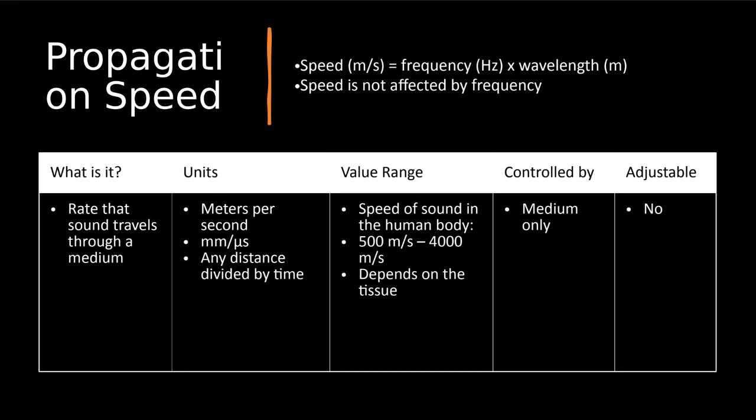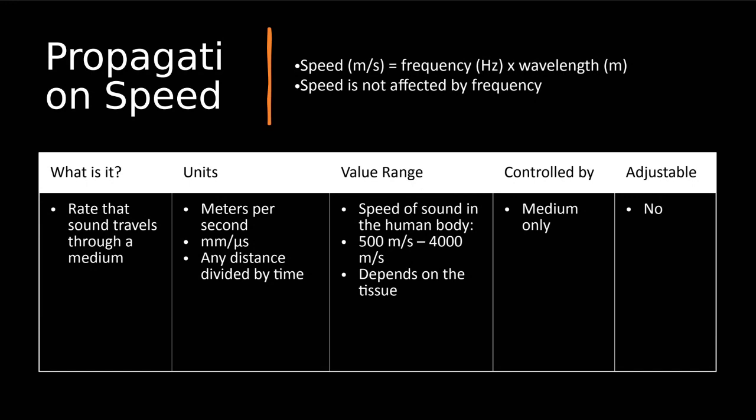Sound only determines that depending on what tissue it's trying to get through. The average value of that sound wave traveling through human tissue is going to be between 500 and 400 meters per second. Again, that's all going to depend on the tissue. We have skin, fat, muscle, organ tissue, bone. So that is even going to vary even further. And we do have a slide about some typical values for the propagation speed per tissue. Now, this is going to be in units of meters per second. In our world, we're typically looking at millimeters per microsecond, and it's going to be any distance divided by time. That's how we can calculate that type of unit.